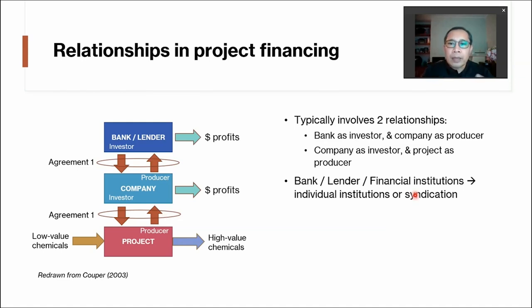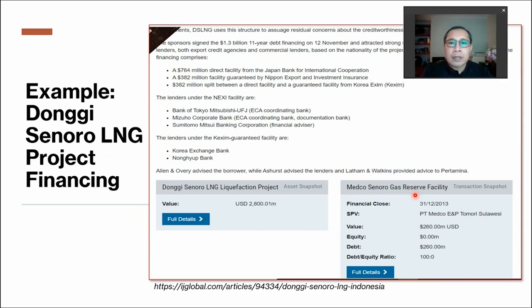And these banks or lenders or financial institutions can act individually or as financing syndicates, and that's usually the case for large projects. As an example of what a financing detail can look like, this is a financing scheme for the Donggi Senoro LNG project, taken from this website here. Because this is a complex project, there is more than one financing institution, and some of them act as the financier itself, but some of them act as guarantor. As a guarantor, they guarantee this loan against another party, which actually lends the money.